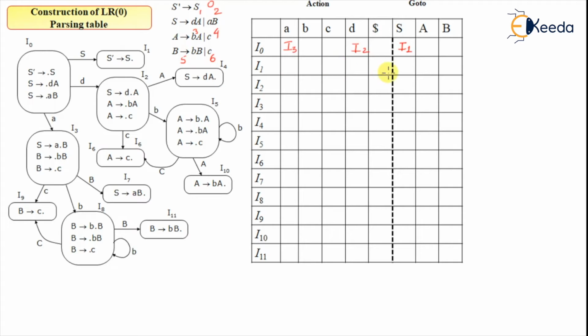I1 is the standard one: I1 on input dollar is accept. I2 on input capital A goes to the state I4. On input capital B, I2 goes to the state I5. You can refer to the previous diagram also. On input small c, it goes to the state I6.